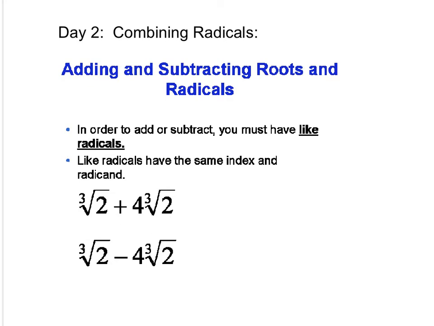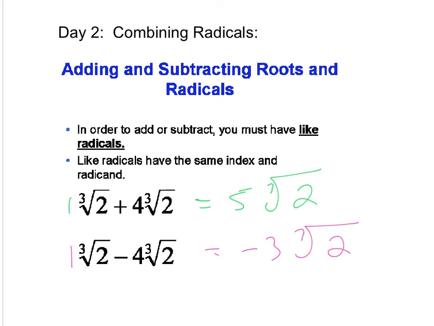Okay, these are third roots now. These two things are third roots. Notice that they both have the same index. They're both third roots, and they both are third roots of 2. So basically, in this one, I have 1 third root of 2 plus 4 third roots of 2, which is going to equal 5 third roots of 2. In this one right here, I have 1 third root of 2 minus 4 third roots of 2. Well, 1 minus 4 is negative 3, so I have negative 3 third roots of 2.